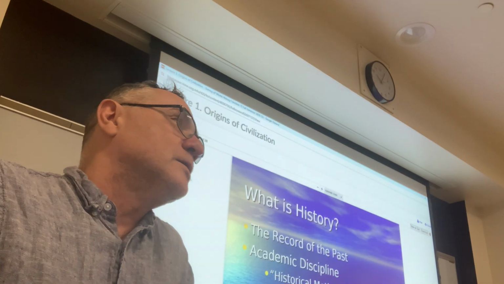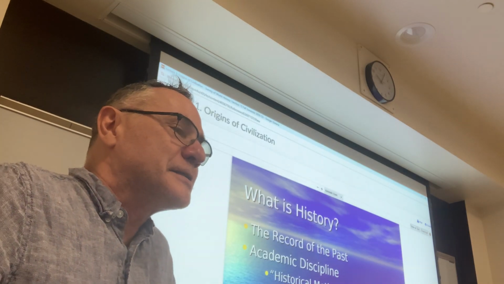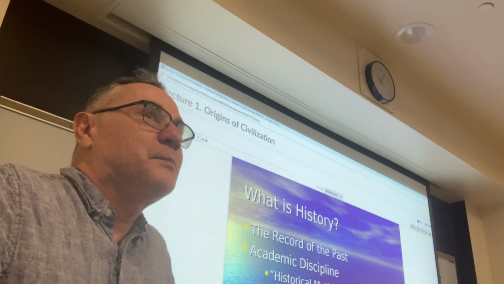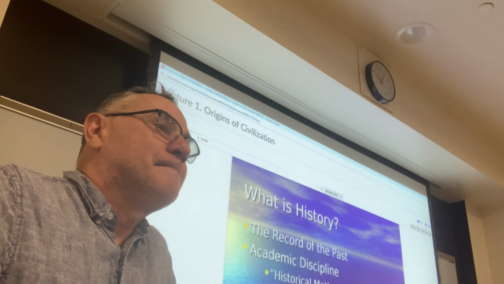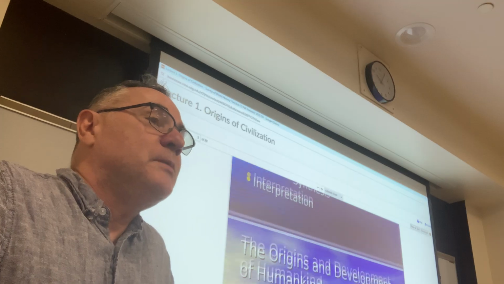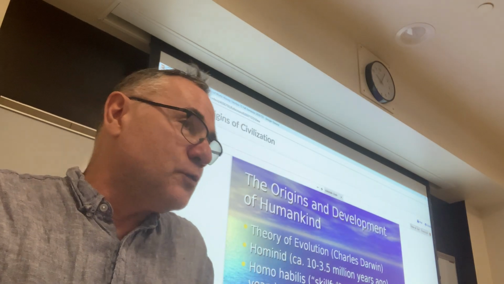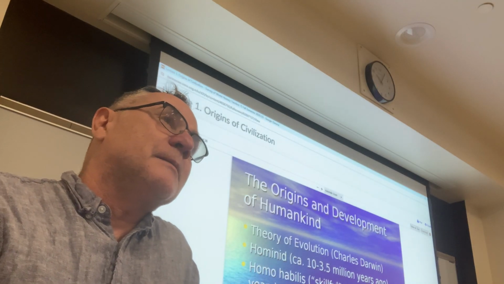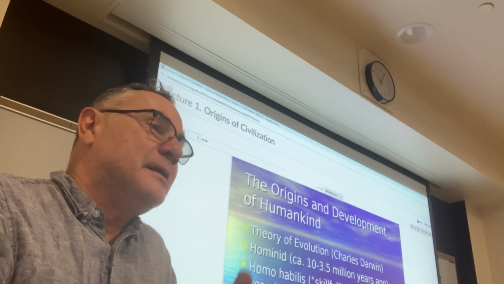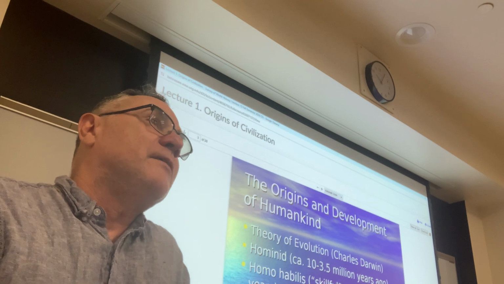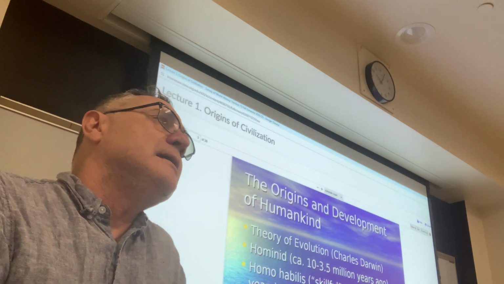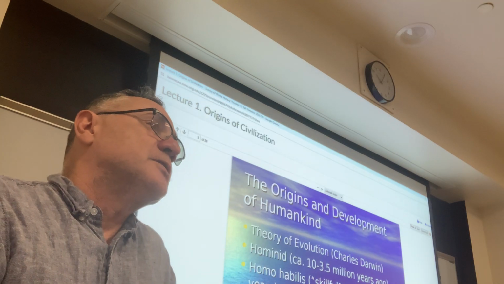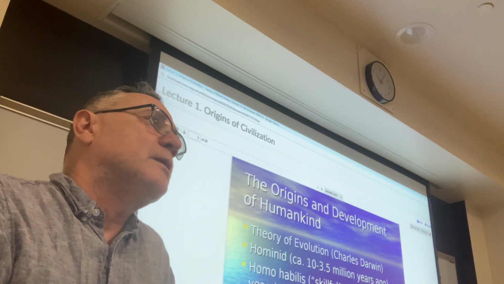Why? What is my purpose of saying and stating that history is an academic discipline? Because now I will be speaking about the origins of humankind. And what is accepted by the academia is the Darwinian theory of evolution. You know that there are many other kinds of ideas and perceptions about origins of humankind.